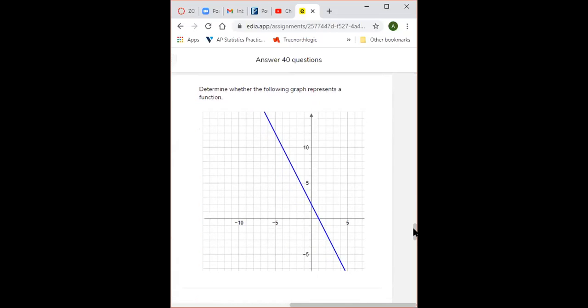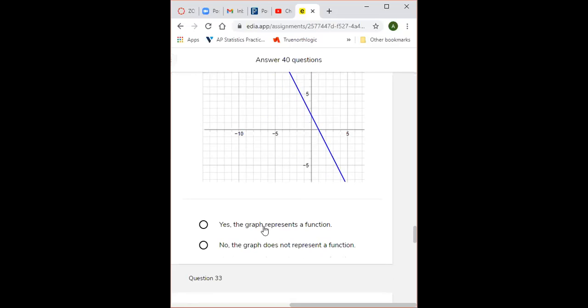Remember, then the graph, you want to put vertical lines. So remember, I showed you how, like this one looks like this. If I take my notepad and I slide it across this graph, does it touch more than one point? On this one, it does not. So this one is a function. So this one would be yes.